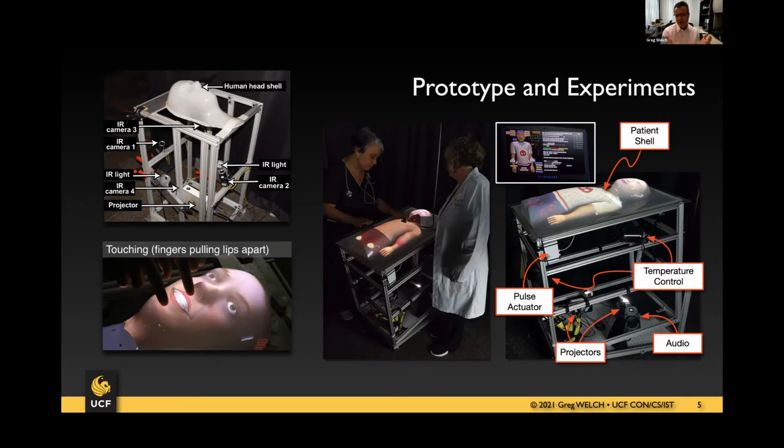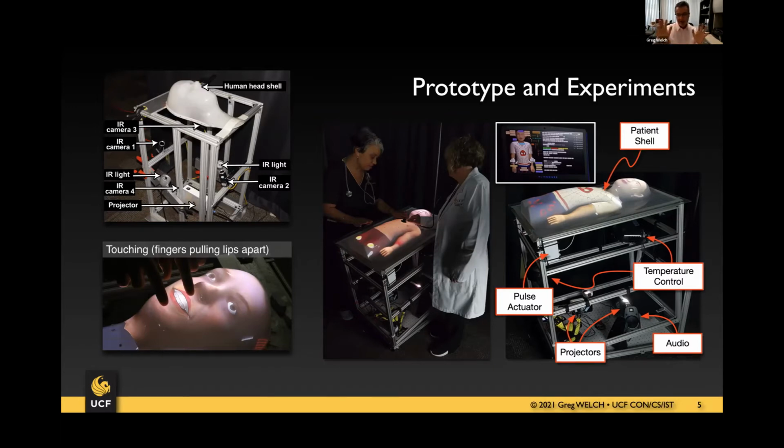Then we also have things like pulse actuators, so you can feel, like if you put your hand near the wrist or the neck or the groin or somewhere else, wherever we put those, you can feel pulse. And we have sound, of course, and we have the ability to sense, like I said, when we were touching.